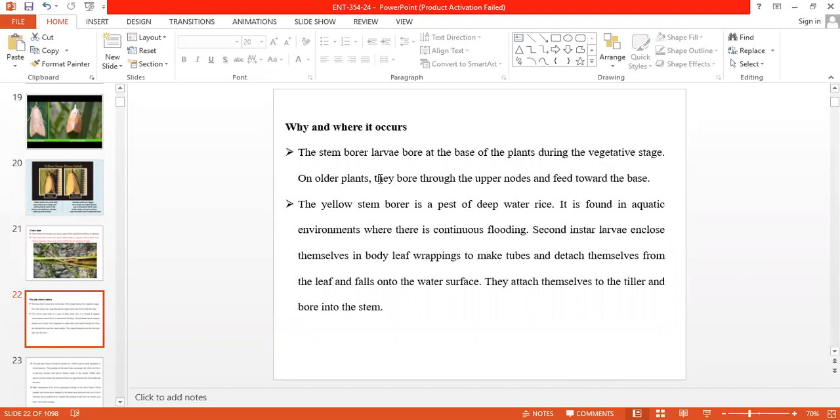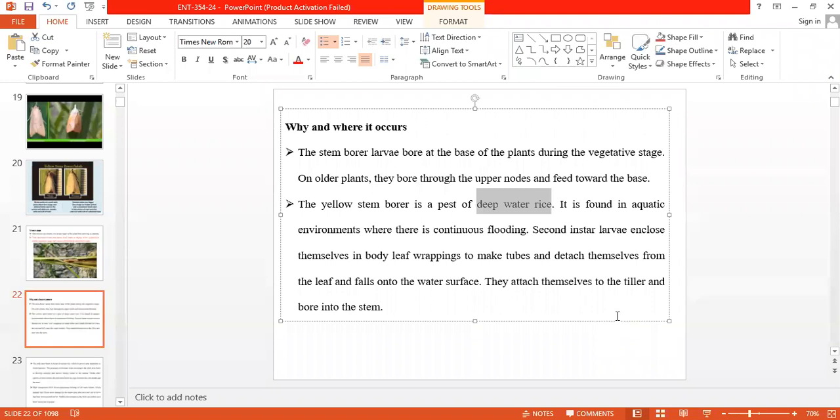So it is found in aquatic environments where there is a continuous availability of water or continuous flooding. The second instar larva mainly encloses its body in a leaf wrapping to make cases and detaches itself from the leaf, falls onto the water surface, and then enters into a stem.